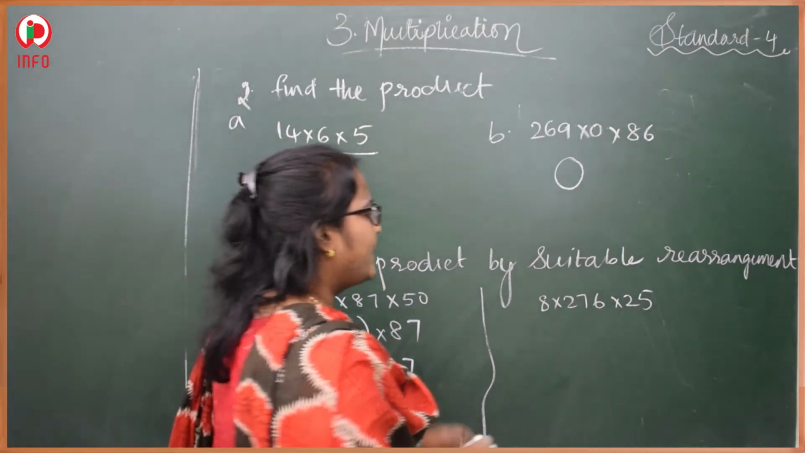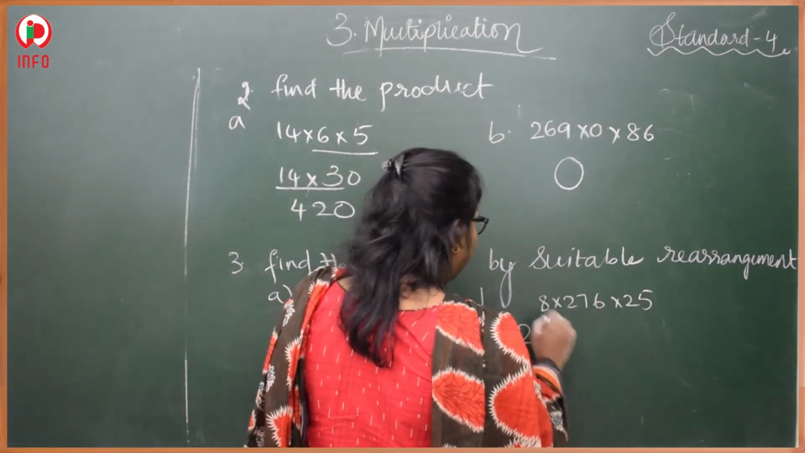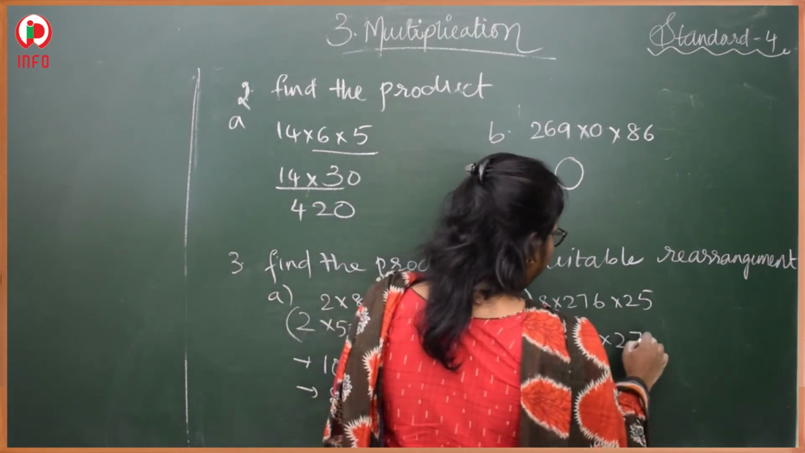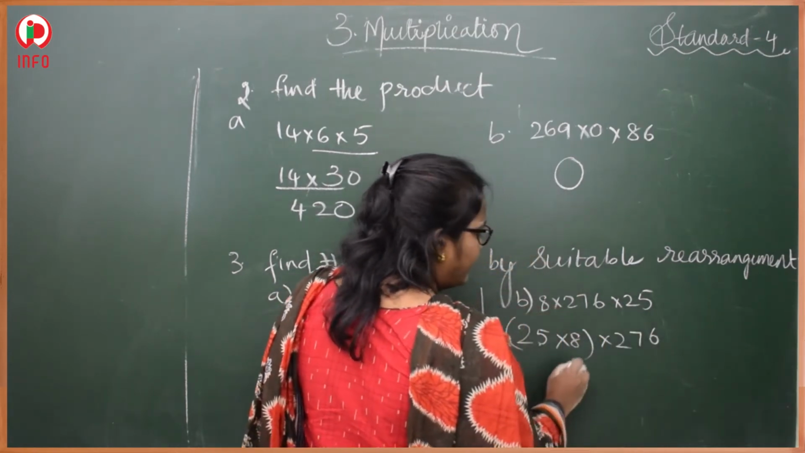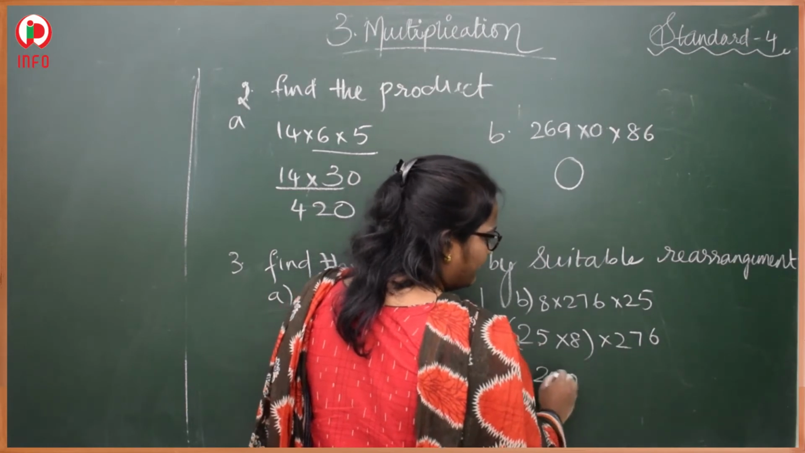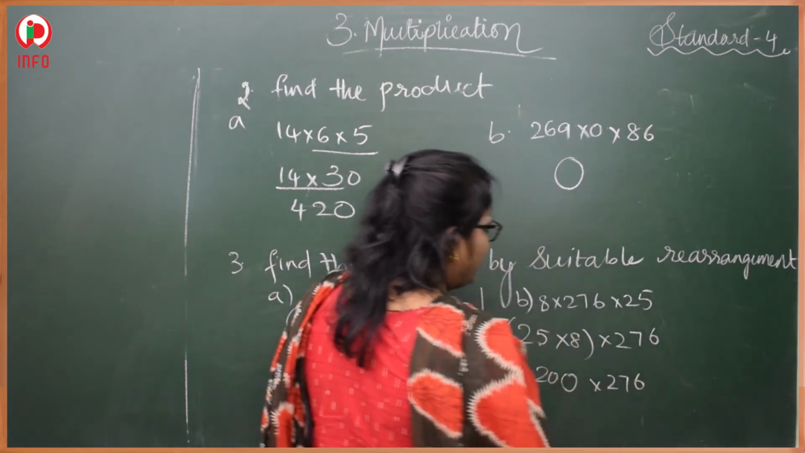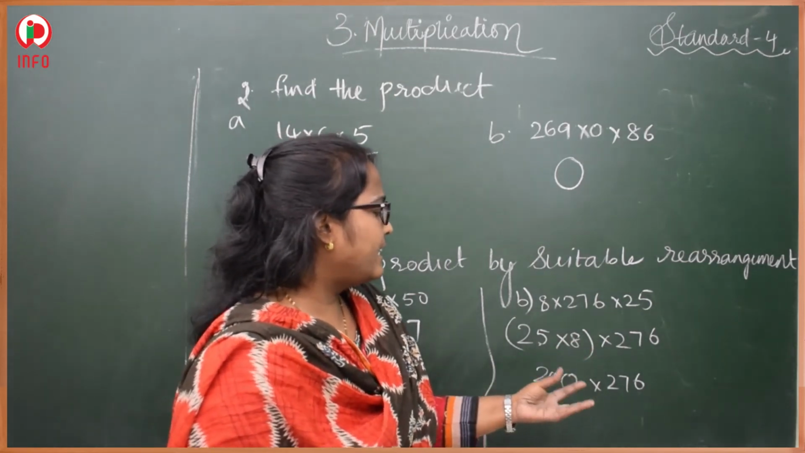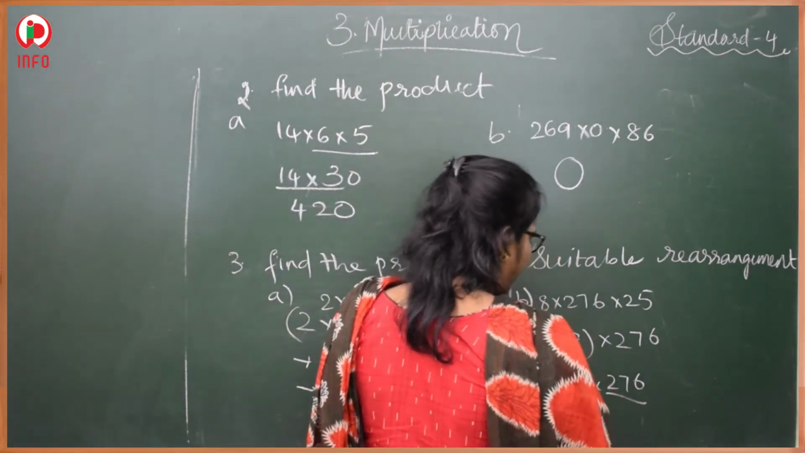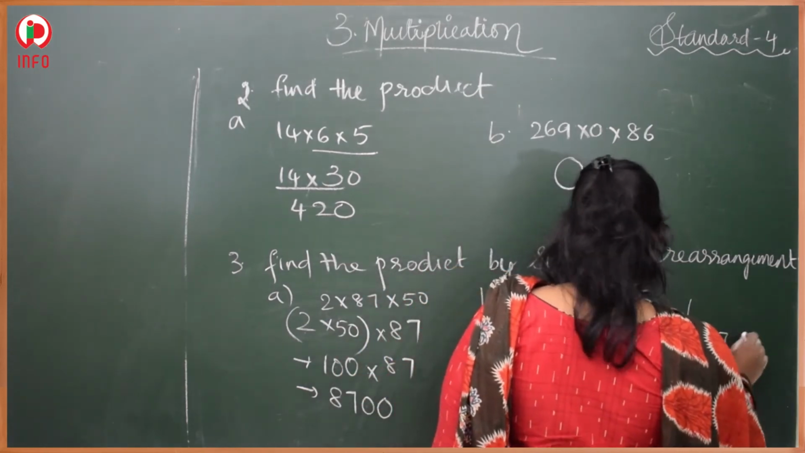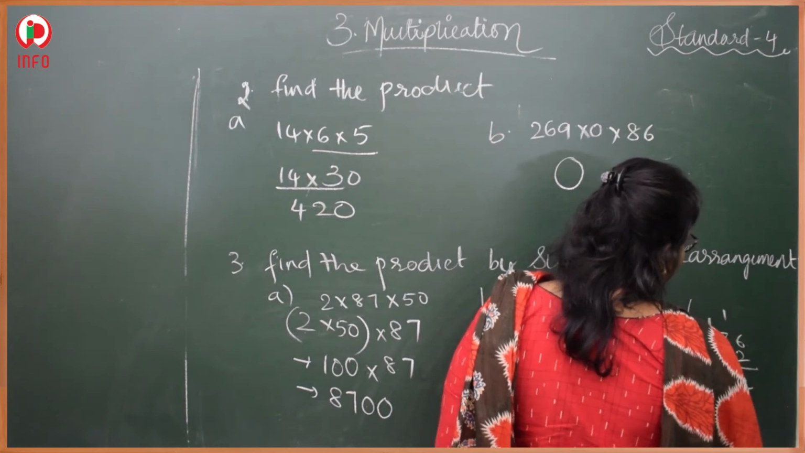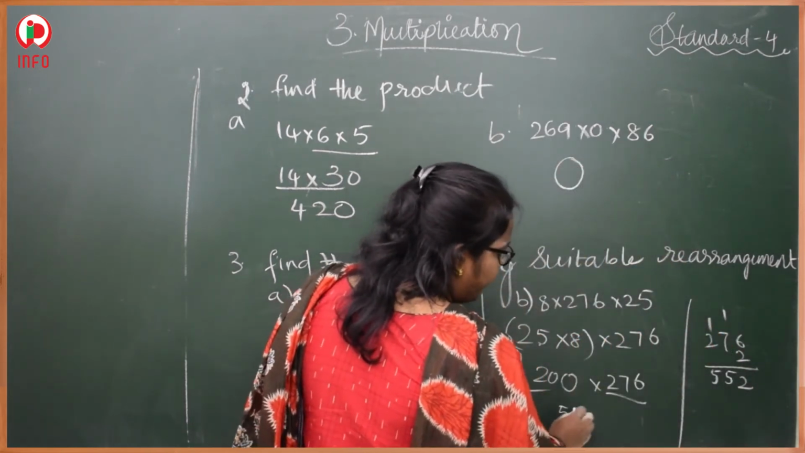Next. 25 into 8. 5 8s are 40. Yes, children, 5 8s are 40, 0 4. 8 16, 17, 18, 19, 20. So I will multiply only with the 276 2s are. So the answer is 552.